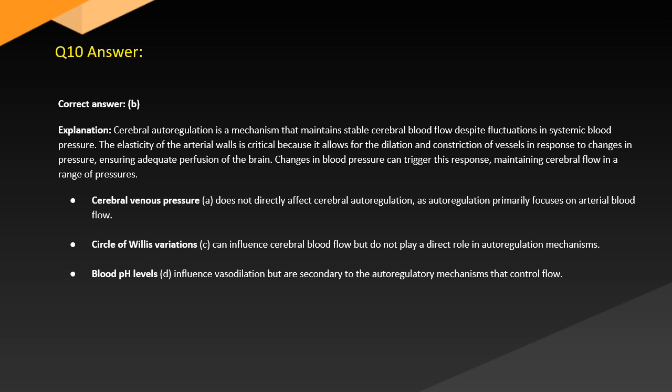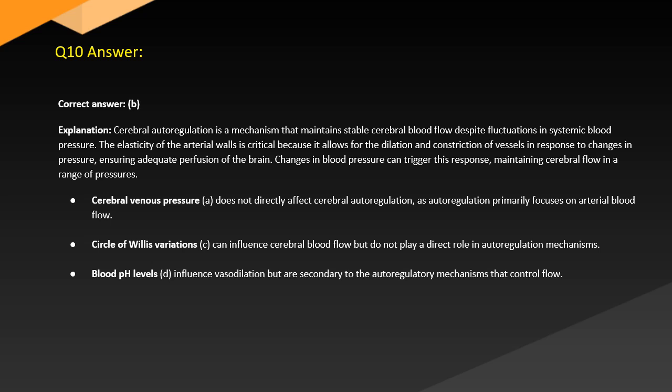Answer. Correct answer: B. Explanation. Cerebral autoregulation is a mechanism that maintains stable cerebral blood flow despite fluctuations in systemic blood pressure. The elasticity of the arterial walls is critical because it allows for the dilation and constriction of vessels in response to changes in pressure, ensuring adequate perfusion of the brain. Changes in blood pressure can trigger this response, maintaining cerebral flow in a range of pressures.